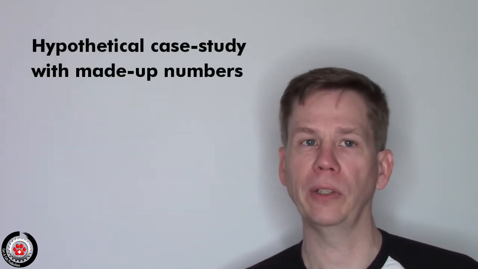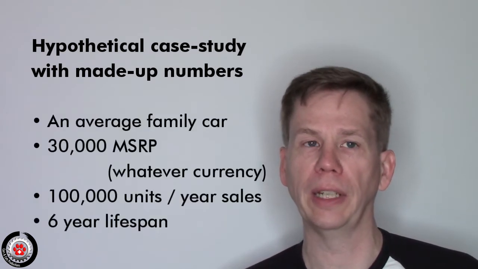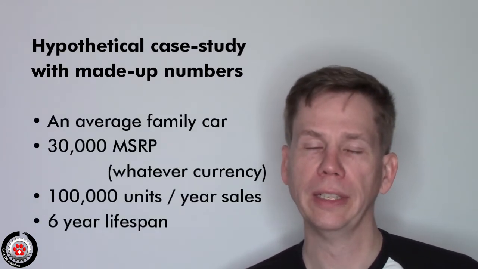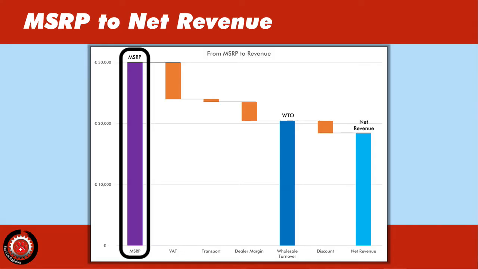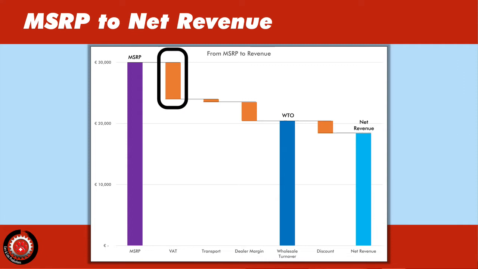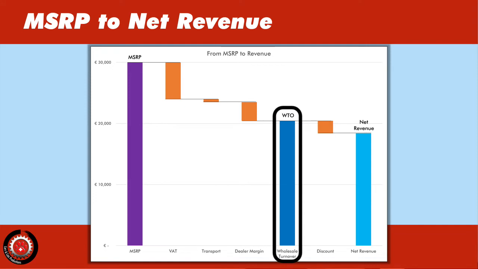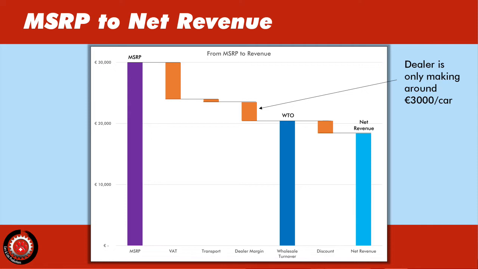We're going to use a hypothetical example of a $30,000 or euro or pound car. So that's kind of average for certainly the European marketplace. If it's $30,000 MSRP, then we can take away the 20% VAT, we can take away a small distribution charge, we can take away the percentage fee that the dealer or the retailer is making, and what you've got left is the wholesale turnover. That's the first revenue. And in this case, you can see that the dealer on a $30,000 car is probably only making about $3,000.